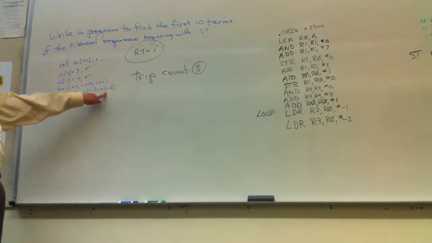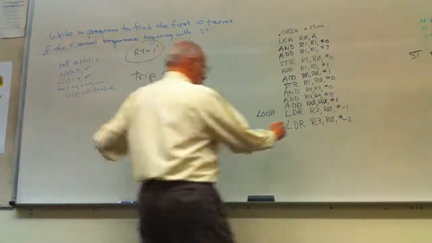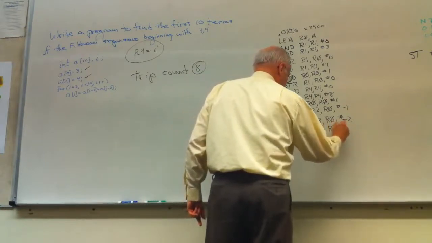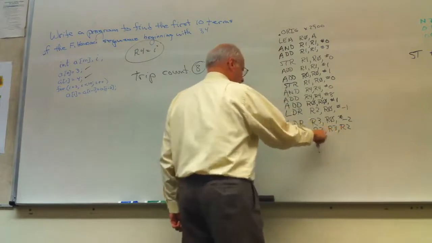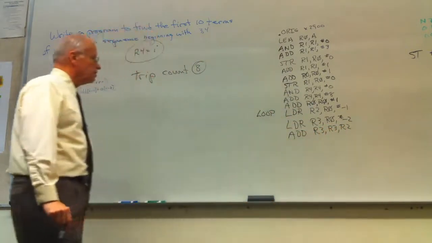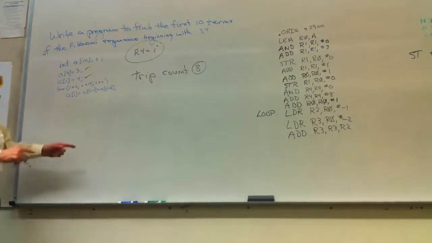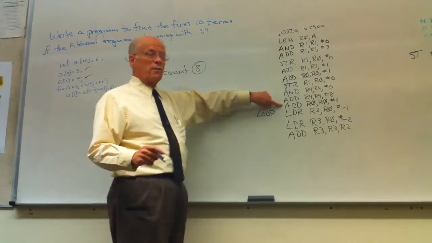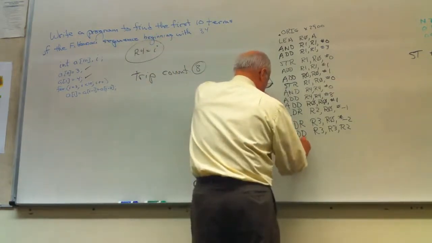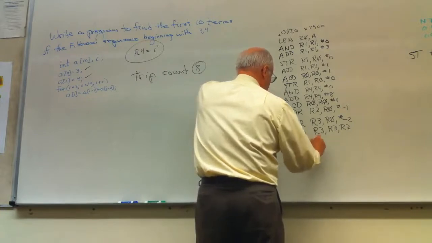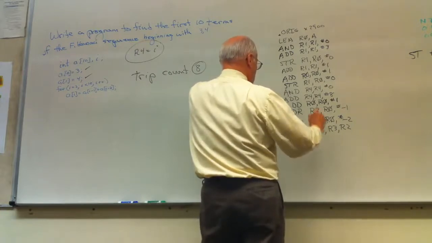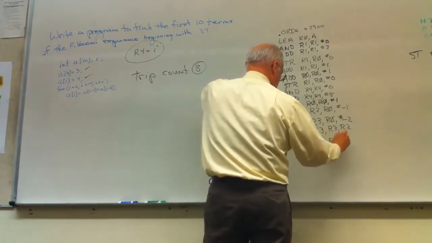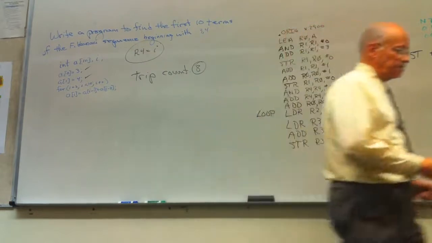Now I've got these two things in there, I can add them. I don't need to keep them in here, so I'll just add register 2 and register 3 and put it into register 3. And now store the thing out, and because of this change, register 0 has the address of where I want to store it. So I'm going to store register 3 into register 0 with no offset.